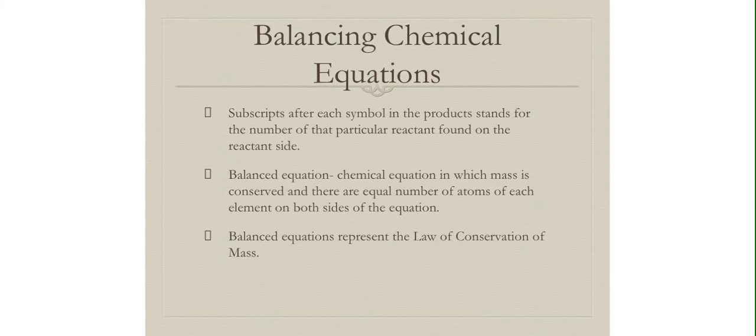One thing I wanted to make sure you understood, and I put it as the top bullet point here, is that subscripts after each symbol in the product stand for the number of that particular atom found on the reactant side. So basically what I'm saying there is that whatever products you have at the end will equal the reactants that you started with. You cannot create or destroy atoms in a chemical reaction. Everything is conserved.